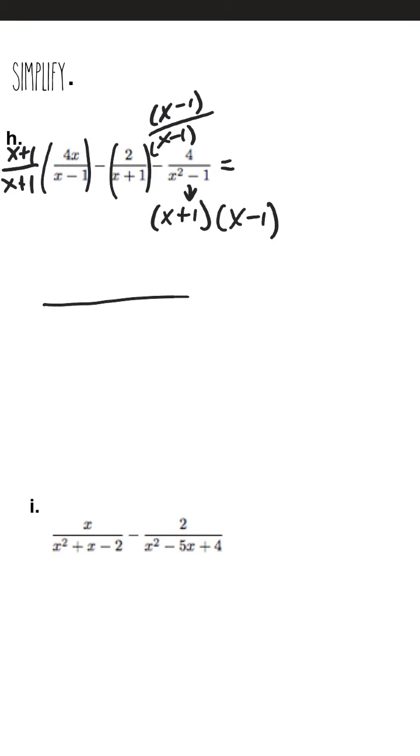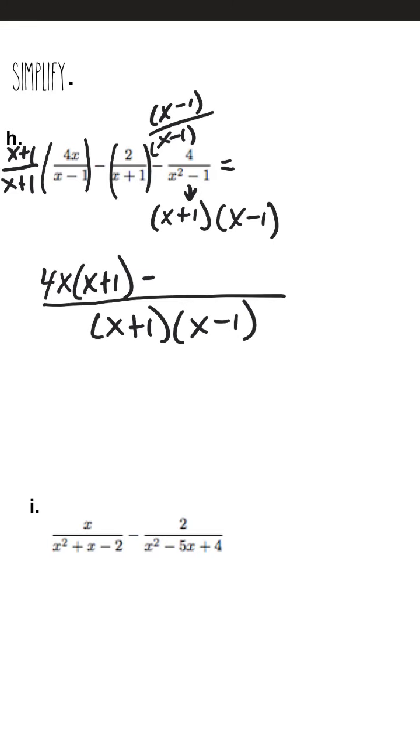That'll allow me to rewrite everything with my common denominator. I have at top 4x times x plus 1 minus 2 times x minus 1 minus 4.